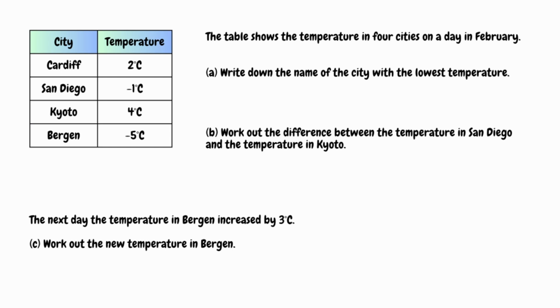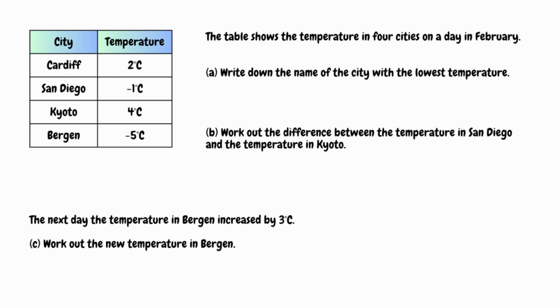So we've got that the table shows the temperature in 4 cities on a day in February. So we've got Cardiff at 2 degrees Celsius, San Diego at -1 degree Celsius, Kyoto at 4 degrees Celsius, and Bergen at -5 degrees Celsius.